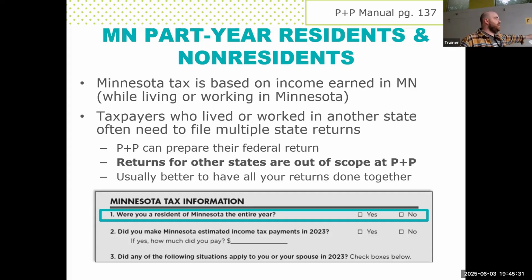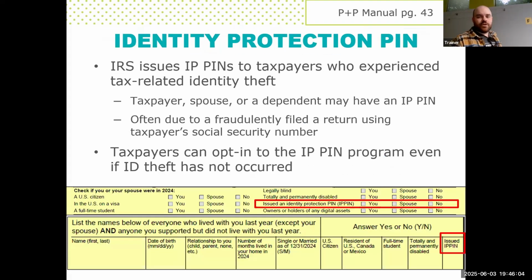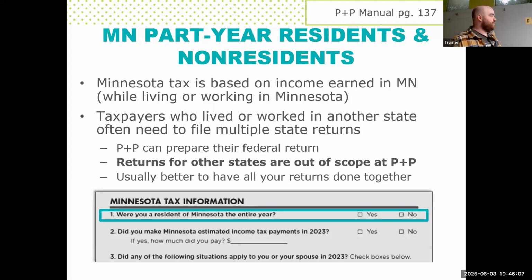It is usually a better idea to just do all the returns together, because often what we're going to unfortunately end up referring them to do is go talk to a preparer and do some TurboTax, and they're going to have to re-enter all of the federal stuff anyway. And then you could goof and double file, and we don't want that to happen. We have a nice question right off the bat, smartly, at the top of the Minnesota tax information section on our gray sheet, so that we can screen these folks out. Any questions on that? Pretty straightforward.